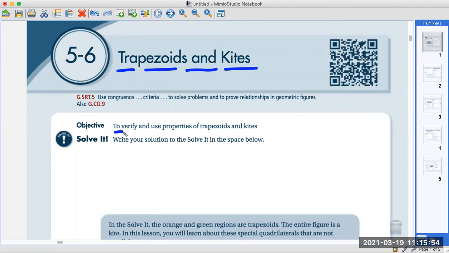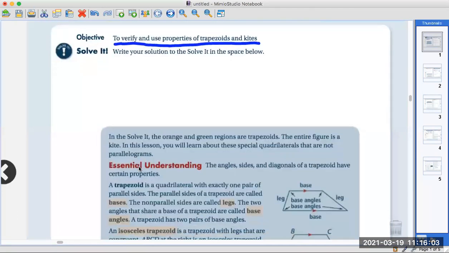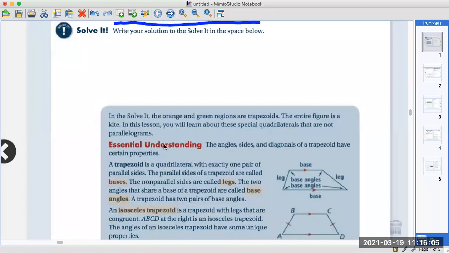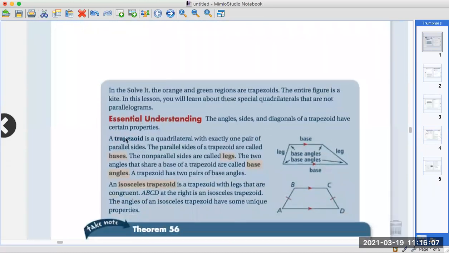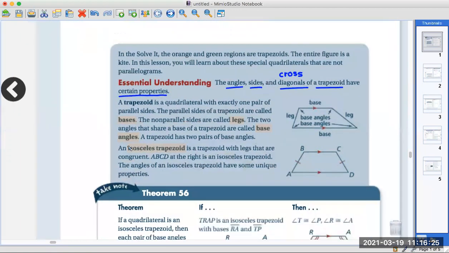Okay, today we're going to learn about properties or descriptions of trapezoids and kites. And over here in the middle of the page, let's read this together. You can underline it. We're talking about angles, sides, and diagonals. The diagonals are the ones that go across. So three things you have to keep separate of a trapezoid have certain properties or rules. You can use the word rules.